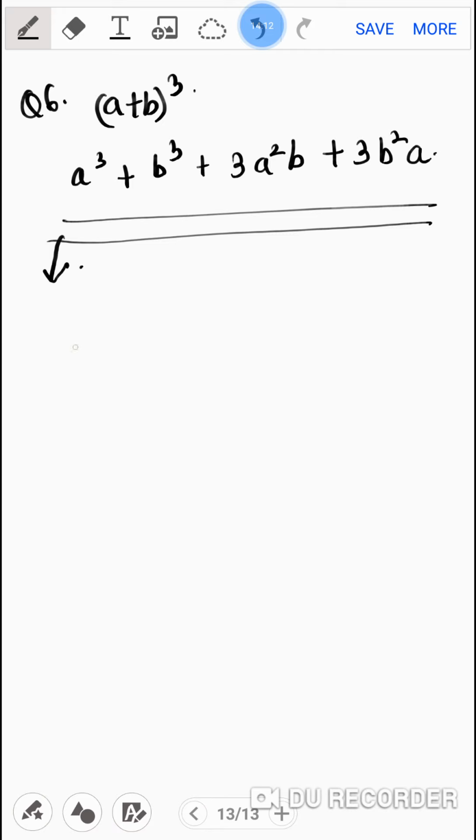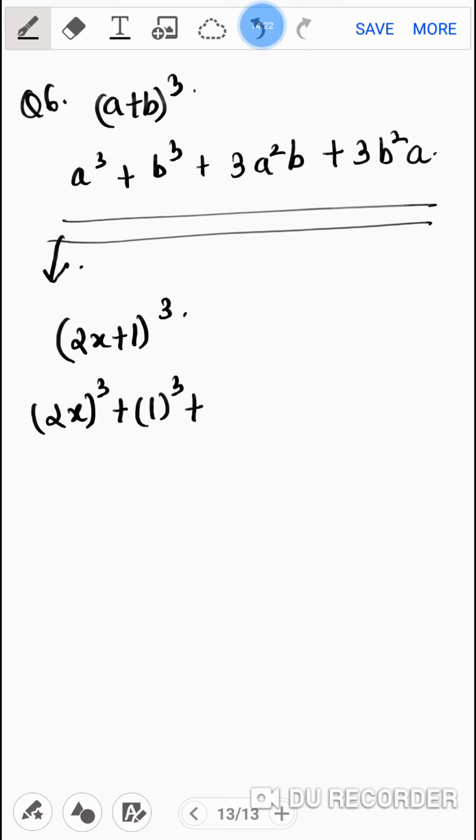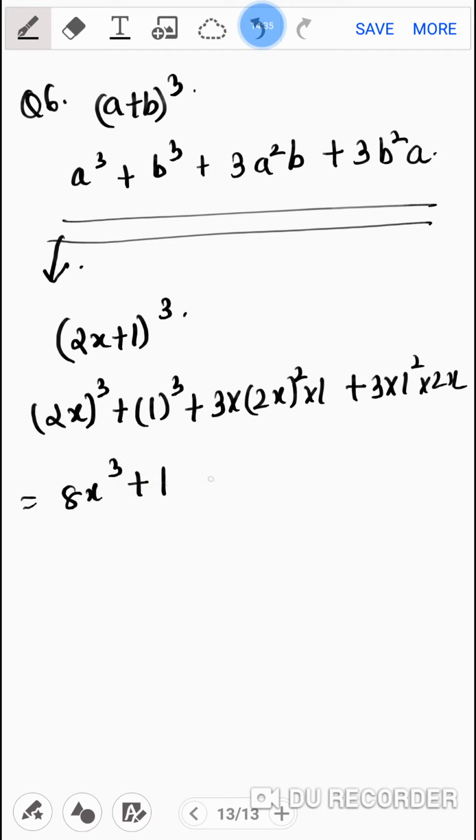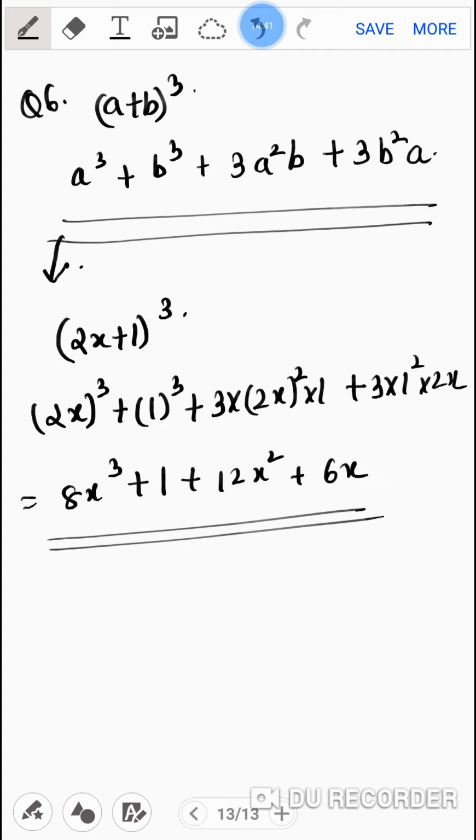Let's start. Number 1, 2x plus 1 the whole cube. Let's see, first term cube plus second term cube plus 3 into first term square into second term plus 3 into second term square into first term. Let's open this. That will be 8x cube plus 1 plus 12x square plus 6x, and that's your final answer.